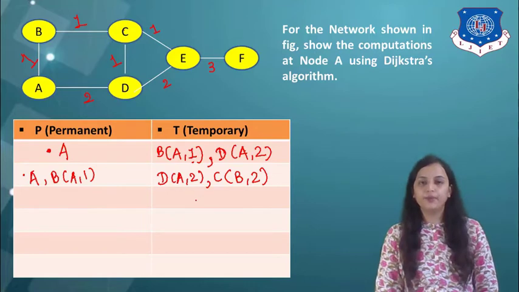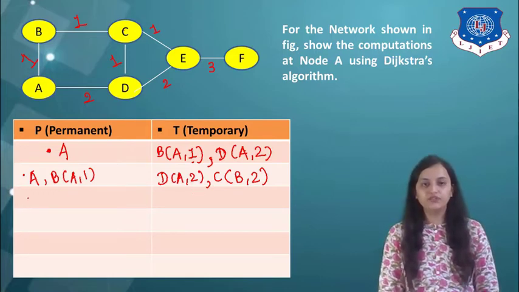Now again we need to compare these two values, and whichever the smallest value is, we need to shift it on the permanent side. So these both values are same, so which is to be given the priority? We need to give the priority to the value which is carried forward from the previous one. So from this, as you know that D, A, comma 2 is carried forward to this. So we need to give the priority to this one.